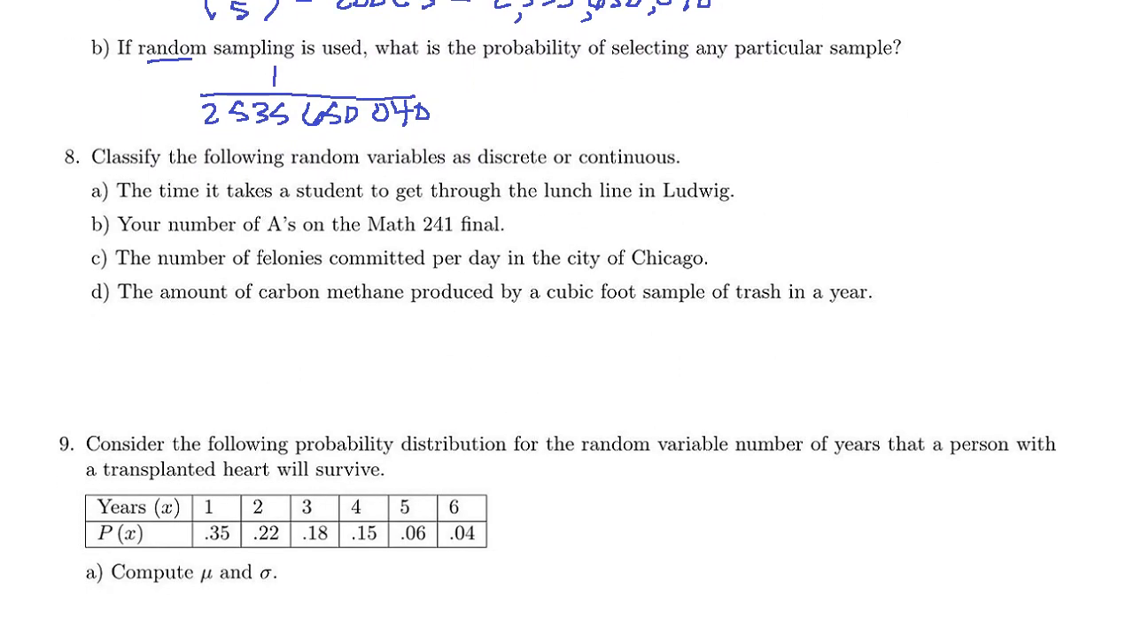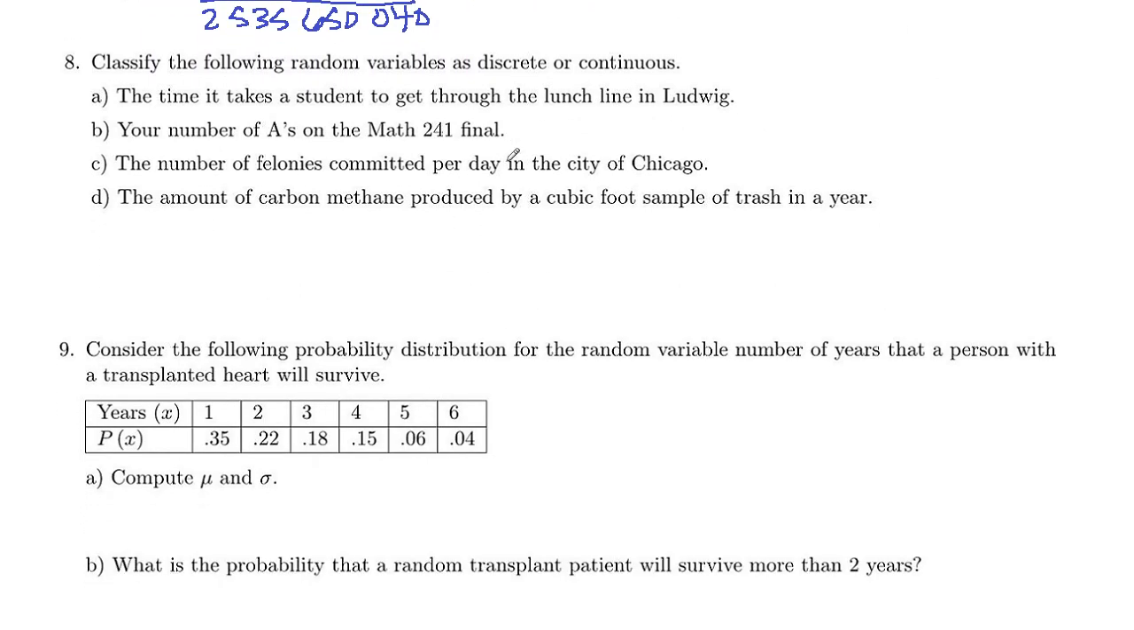Problem number 8, we're classifying some random variables as discrete or continuous. Remember, discrete is something that's countable, 0, 1, 2, 3. Continuous is something that's measured, takes on every value in a range. So the time it takes a student to get through the lunch line at Ludwig. Time is infinitely divisible. It could be anywhere between, say, 1 minute and 20 minutes. So that one's continuous, can take on any value.